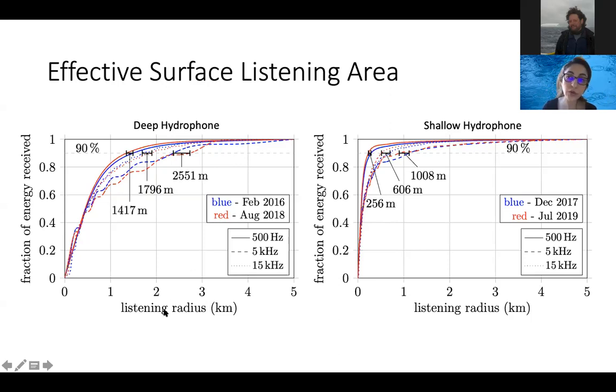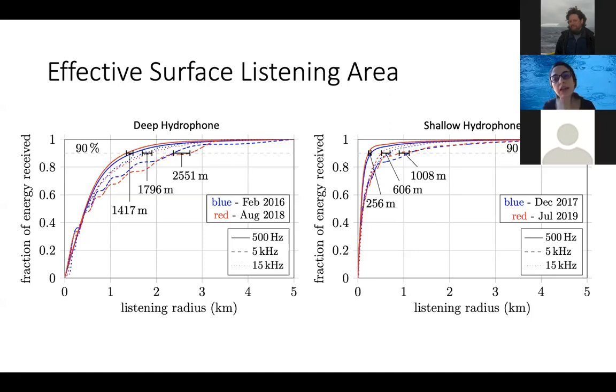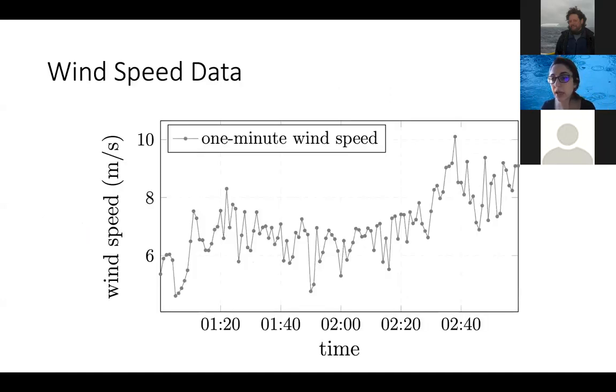In the deep hydrophone, the depth of the hydrophone is 580 meters. In the shallow hydrophone, the depth is 80 meters. Because the deep hydrophone is deeper, the effective listening area is larger. Okay? So because of this phenomenon that I just explained, the effective listening area, and because we have displacement between the hydrophone and surface buoy, we get a lag between what we measure in the data and what we have in the spectrogram. And I will explain that in a second.